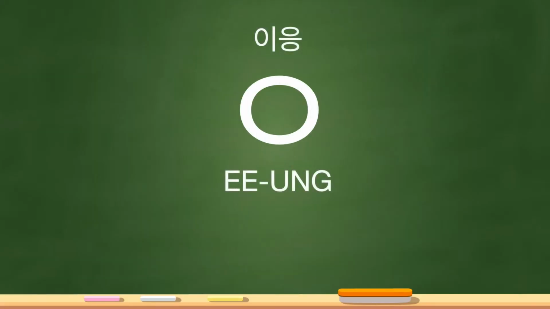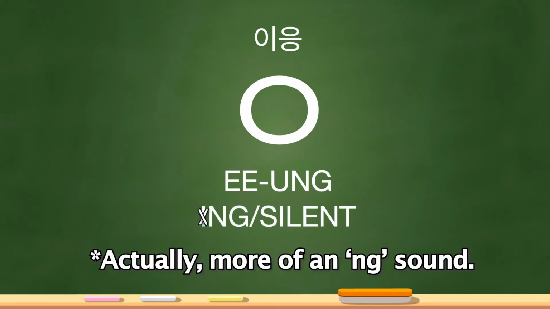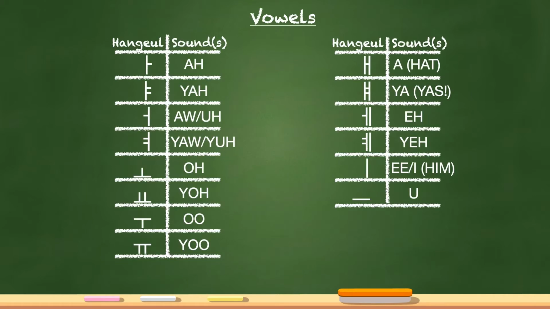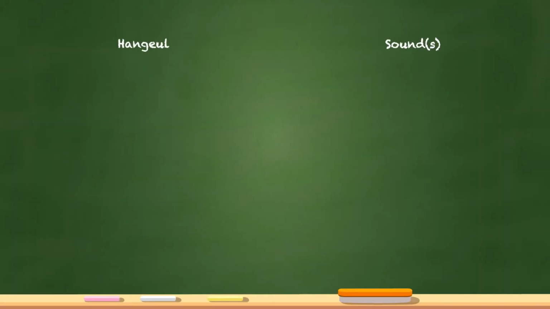So do you remember when I mentioned this guy, Iyoung? And I said to you that he has two different functions? Well, in one case he makes an ing sound, but his other function is to accompany vowels. You will never see a vowel by itself. It will always have a consonant, and if it doesn't have a different consonant, it will always be with an ieung. Now we move on to the double consonants.